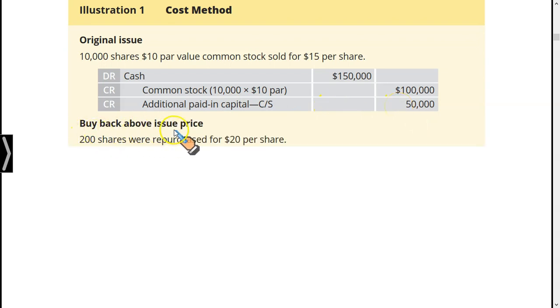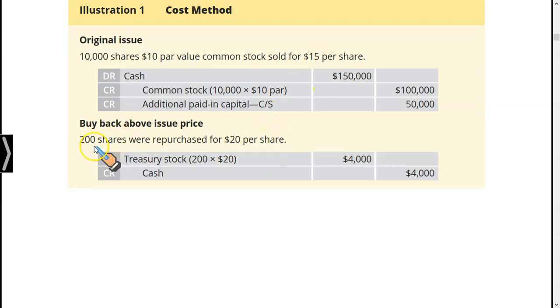Buyback above issue price. This is your issue price. 200 shares were repurchased for 20 per share. This price is clearly higher than the issue price. What do we do in this case? Let's see. 200 shares repurchased at 20 each, so that means 4,000 cash is being spent. So you debit treasury stock at cost 4,000 and credit cash.